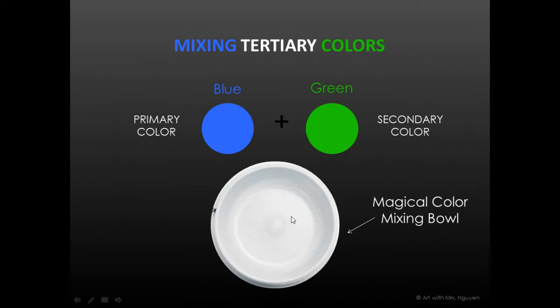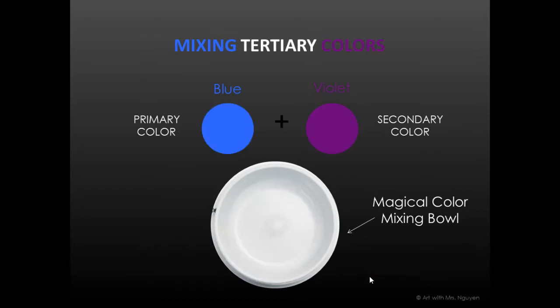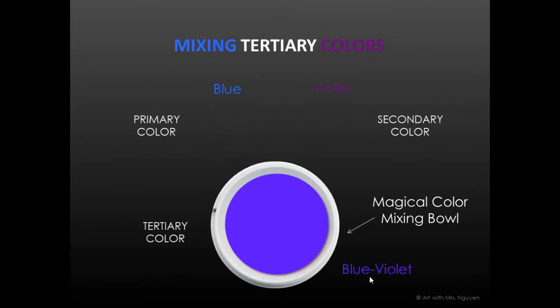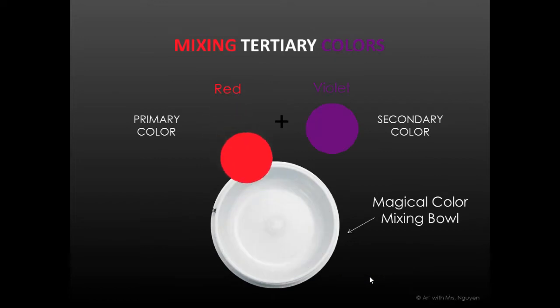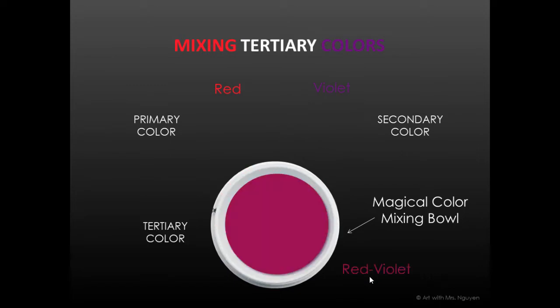Let's see if you can guess what these are going to make. We've got the primary color blue, the secondary color green. What will appear in the magical coloring mixing bowl? That's right. Ooh, beautiful color. Blue-green. What about blue and violet? Blue-violet. Sometimes that's called periwinkle. And here, red and violet. Doing a little flippy flop there, making red violet, or sometimes called magenta.